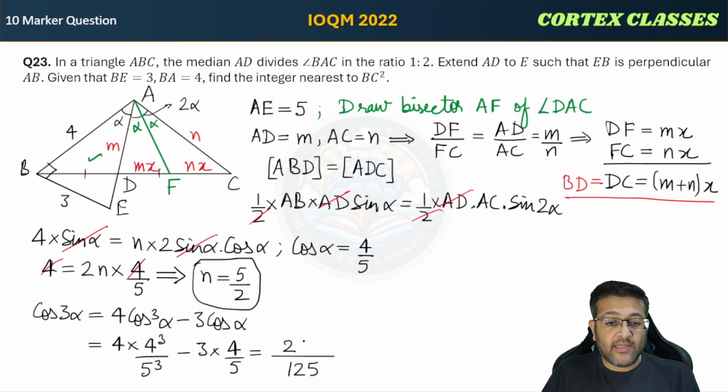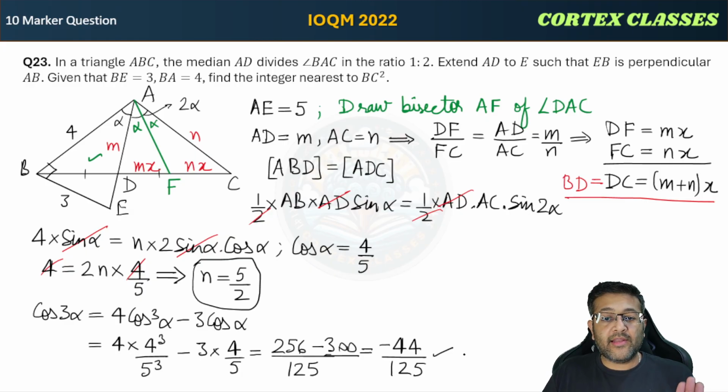So that is 240. Sorry, not 12. That is 256 minus 25 into 4. That is 300. Right? तो बच्चों क्या मिला? Minus 44 upon 125. So that is the value of cos 3 alpha.